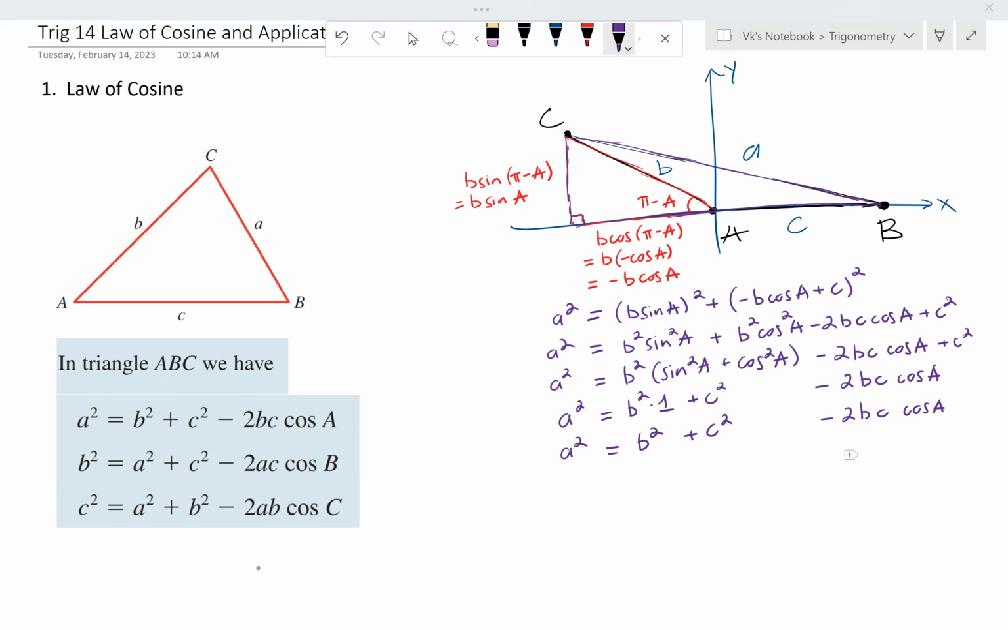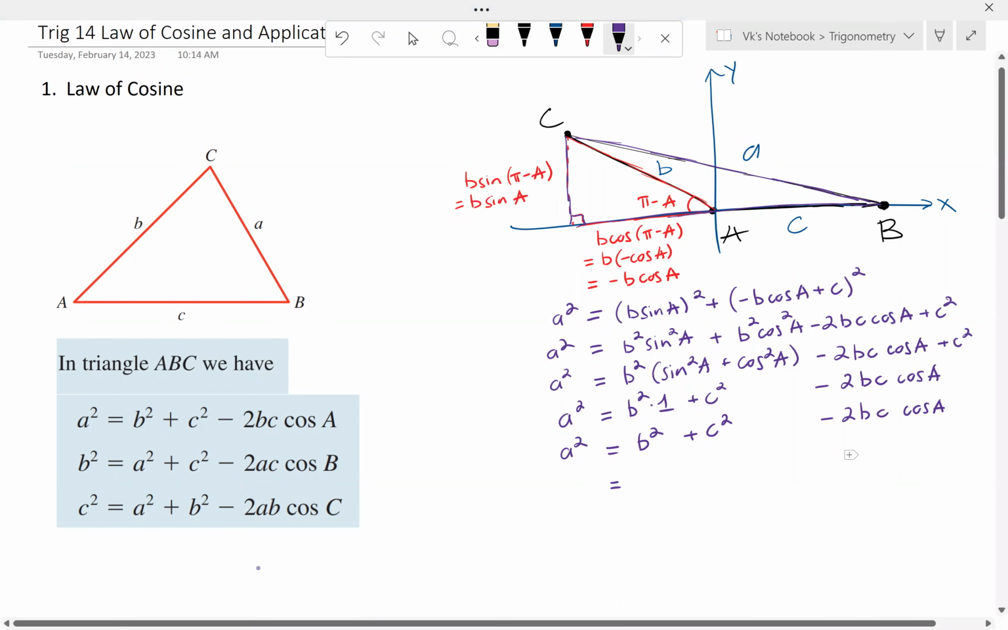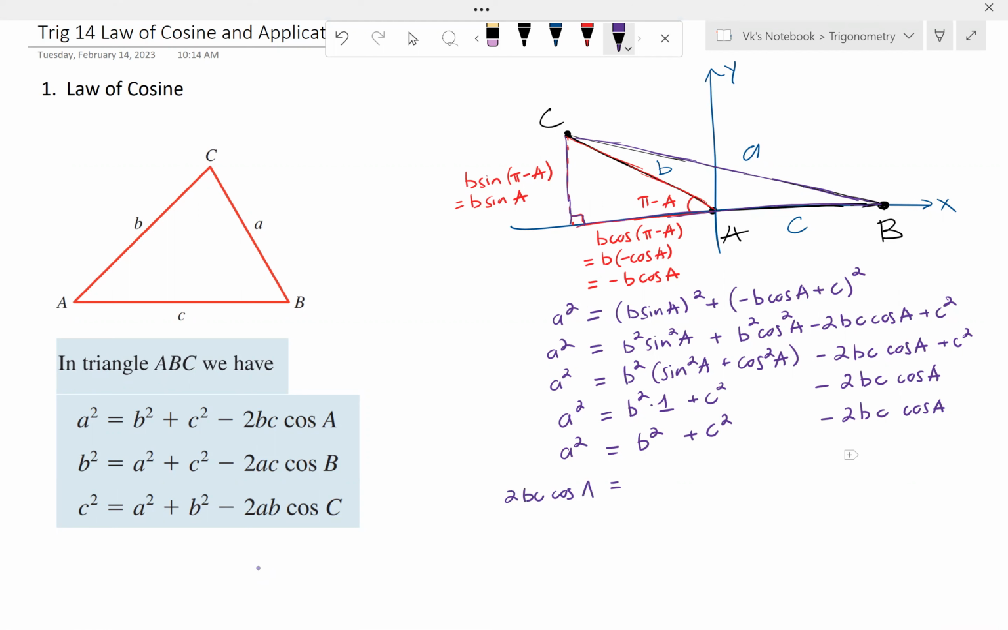From here, we can solve for the angle A. So what we have is 2bc cosine A is b squared plus c squared minus a squared. And so cosine A is b squared plus c squared minus a squared over 2bc. Thus, the angle A is the arc cosine of b squared plus c squared minus a squared over 2bc.